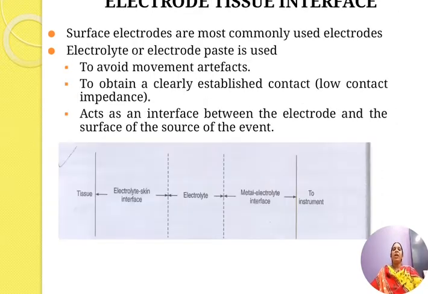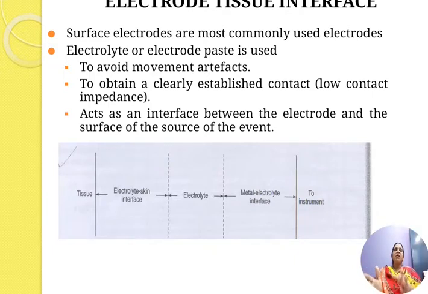So, the first one is the electrode tissue interface. Surface electrodes are the most commonly used electrodes. An electrolyte or electrode paste is used to avoid movement artifacts and to obtain a clearly established contact, that means low contact impedance. This electrode paste or electrolyte acts as an interface between the electrode and the surface of the source of the event.